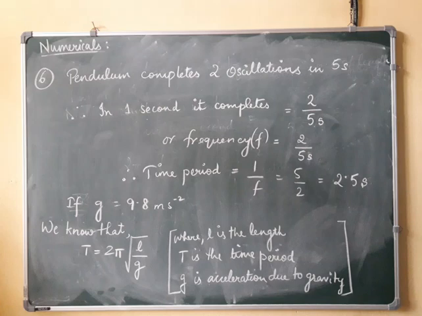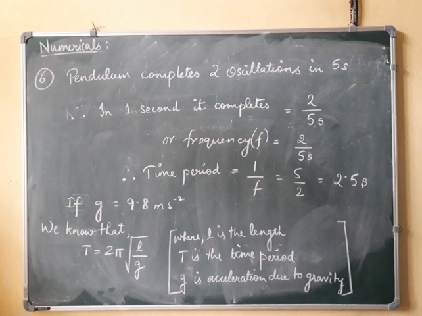Our next question is question number 6. A pendulum completes 2 oscillations in 5 seconds. So, what is the time period? They have given g to be equal to 9.8 meter per second square. g is the acceleration due to gravity. And next, we have to find its length. So, we are asked to find out the time period and we are asked to find out the length.